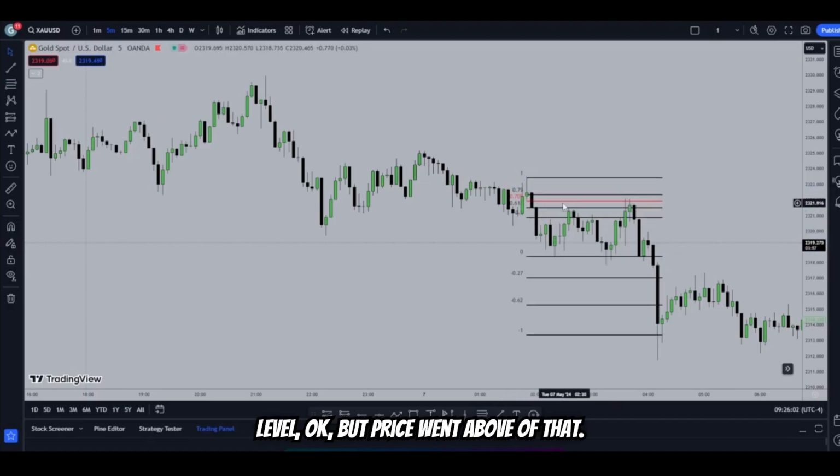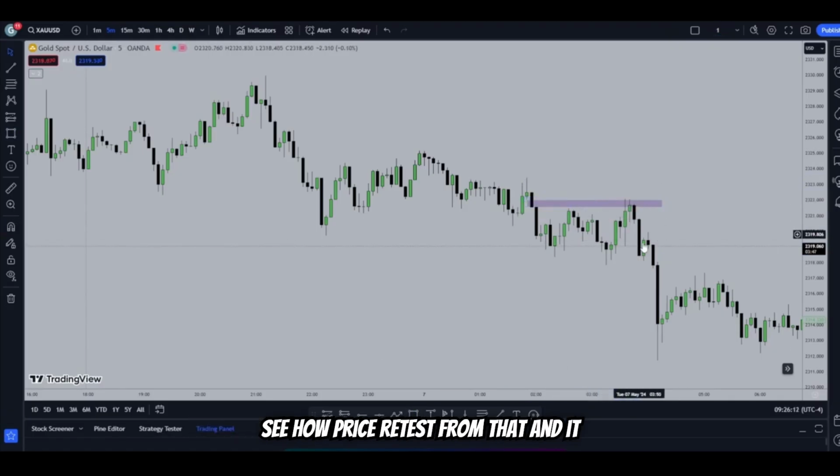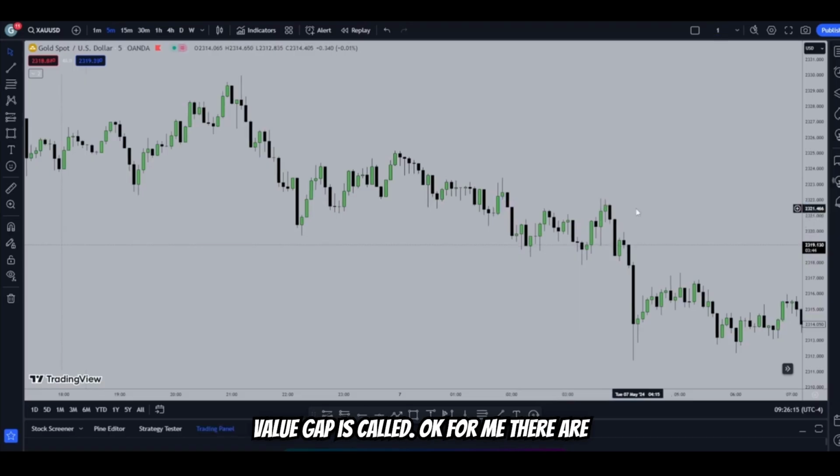Price went above that, so the gap which is above the 0.5 level, this gap over here, will be our fair value gap. And see how price retested from that and kept on falling. So this is what a fair value gap is called. For me, there are lots of more fair value gaps which ICT teaches, but this one I use, because I try to keep it simple.